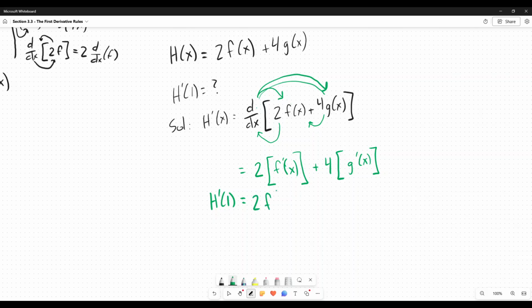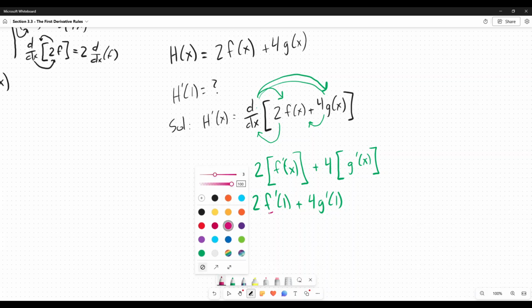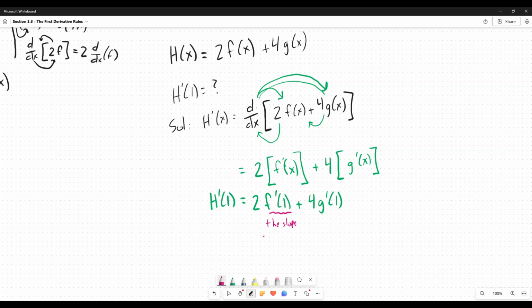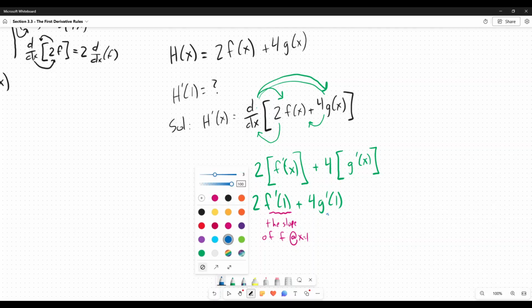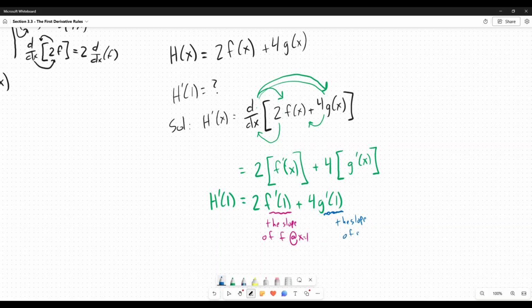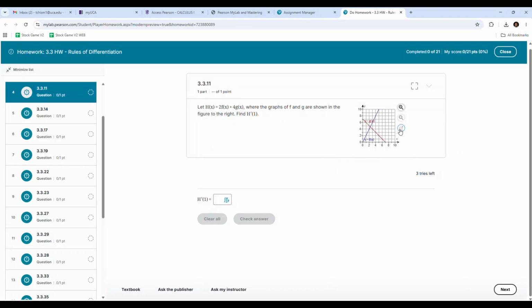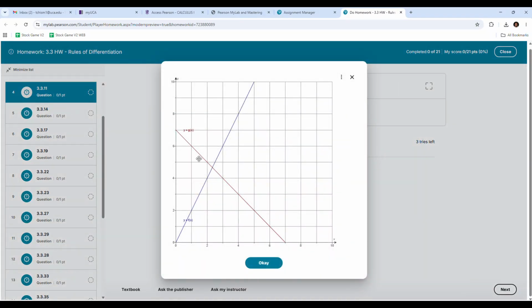Well, let's plug in 2 times f prime of 1 plus 4 times g prime of 1. And as a reminder, what does this term represent? It is the slope of f at x equals 1. And what does this term equal, the g prime of 1? It's the slope of the tangent line of g at x equals 1. So how do we find those? Well, that's why they gave us this graph. So in red we have this g of x, and in blue we have this f of x. And notice they're linear functions, which means they have a constant slope.